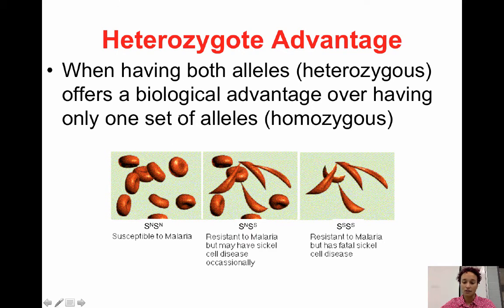On the other hand, you could have 2 sickle cell genes. If you've got 2 sickle cell alleles, you're going to have sickle cell disease, which could also end up killing you. The best combination is actually being heterozygous. Being heterozygous allows you to resist getting the disease.